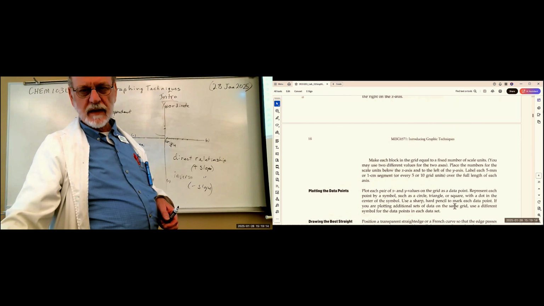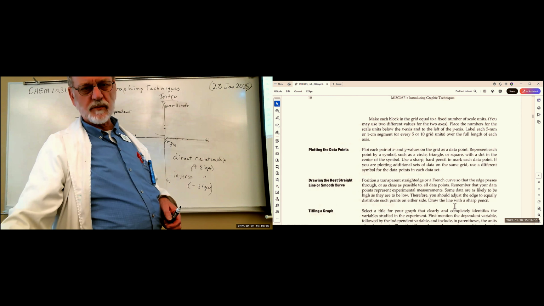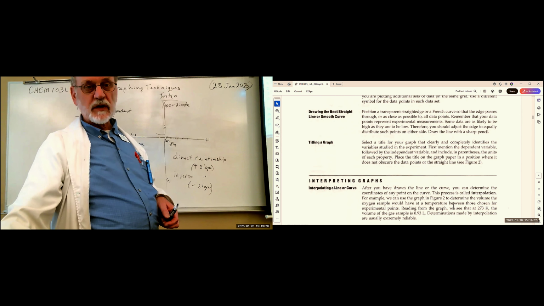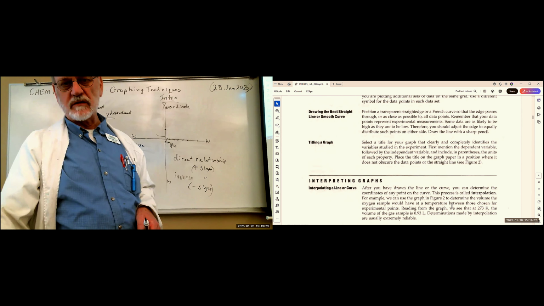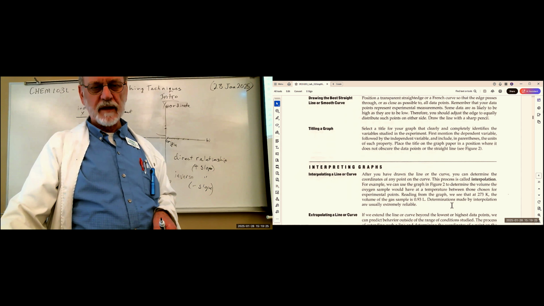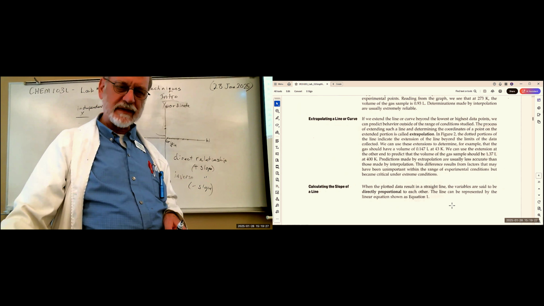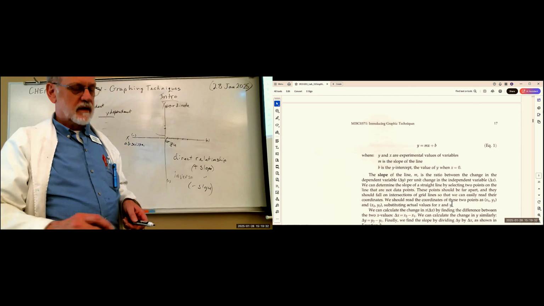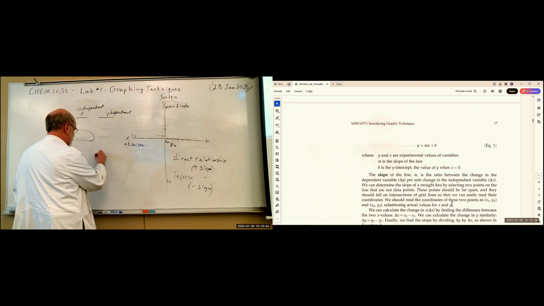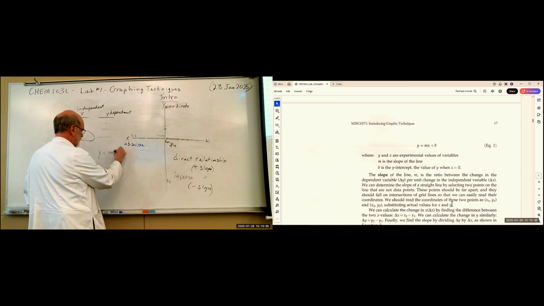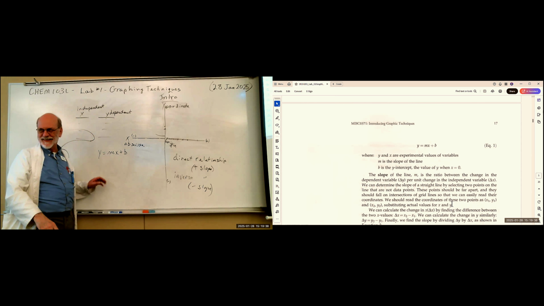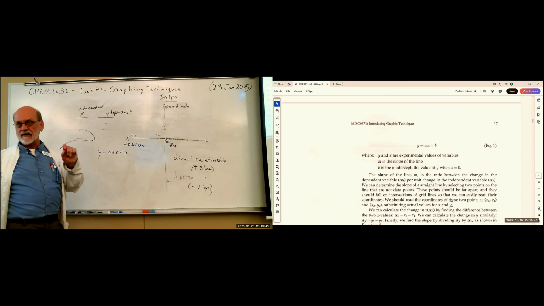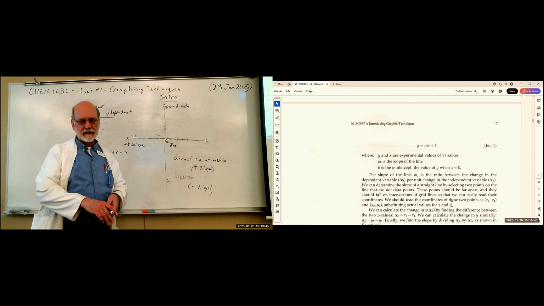Let's see. That talks about selecting scale units, plotting your points, best fit curves, tilting a graph, that's orientation, basically. Interpolating, extrapolating, we talked about that already. Calculating the slope of a straight line. Okay. Everybody should recognize this one. Y equals mx plus b. Right? X variable, Y variable, slope, Y intercept. That's characteristic of all straight lines.